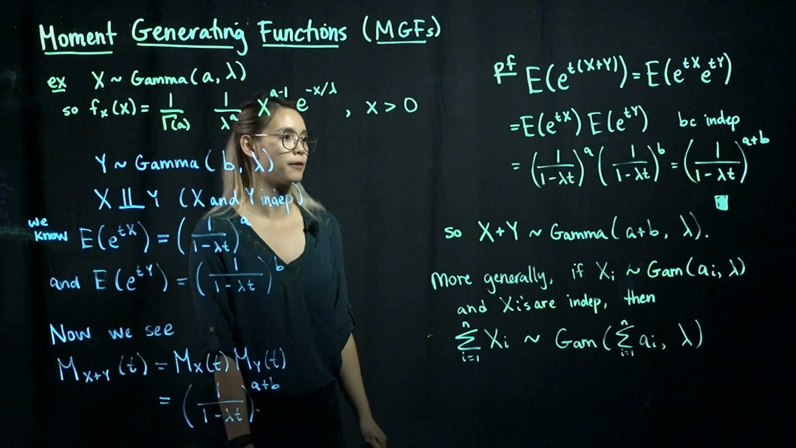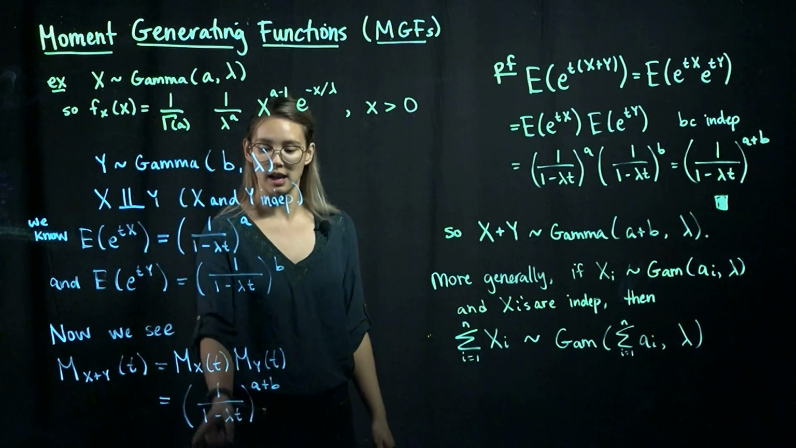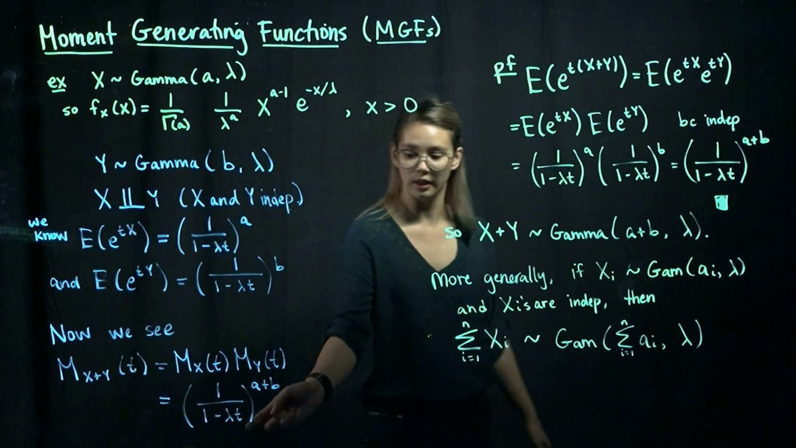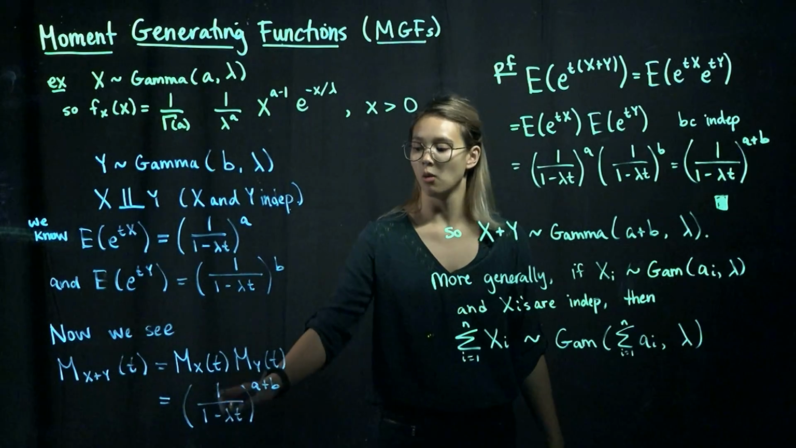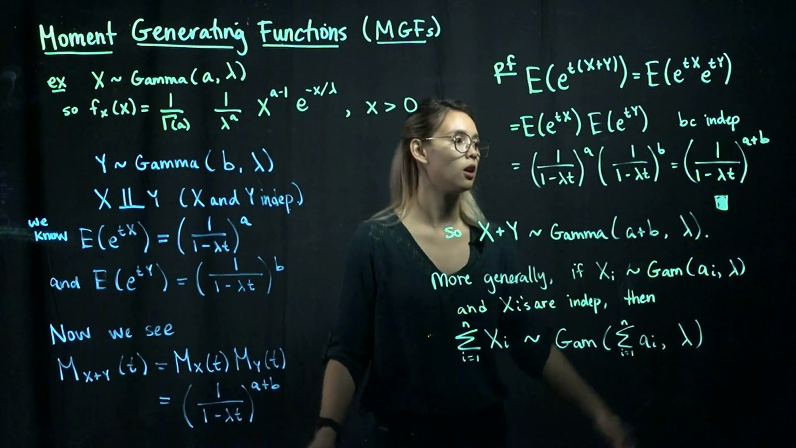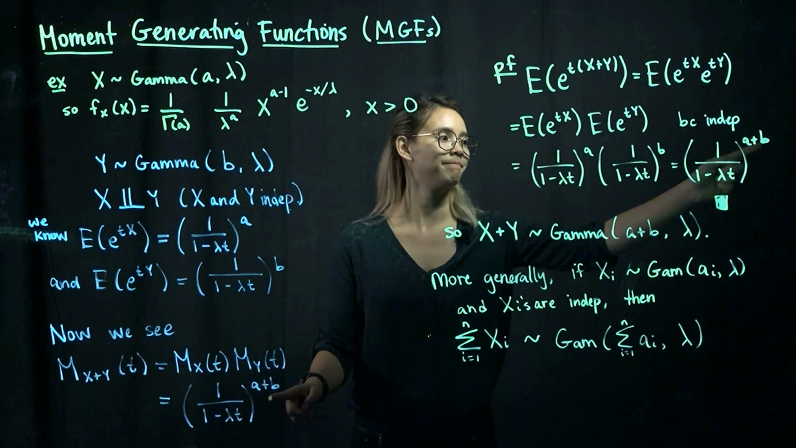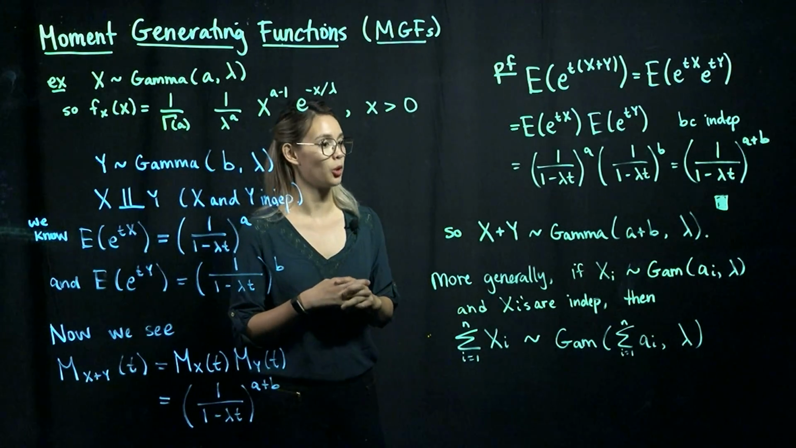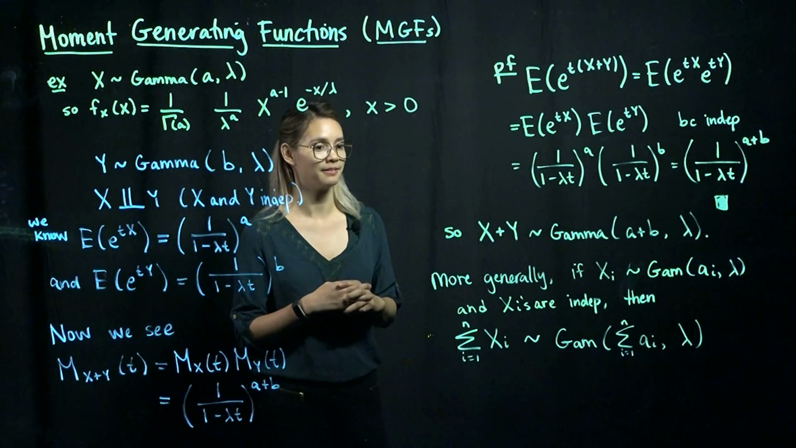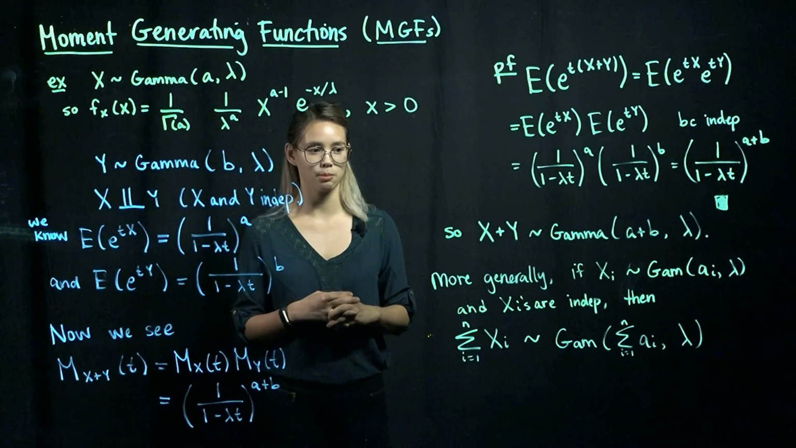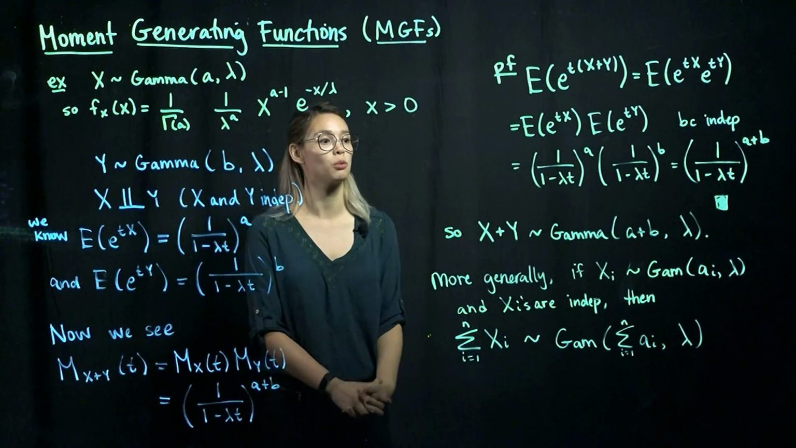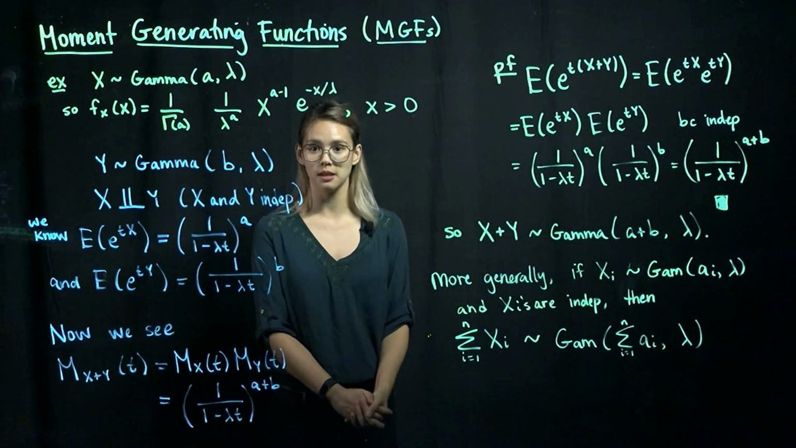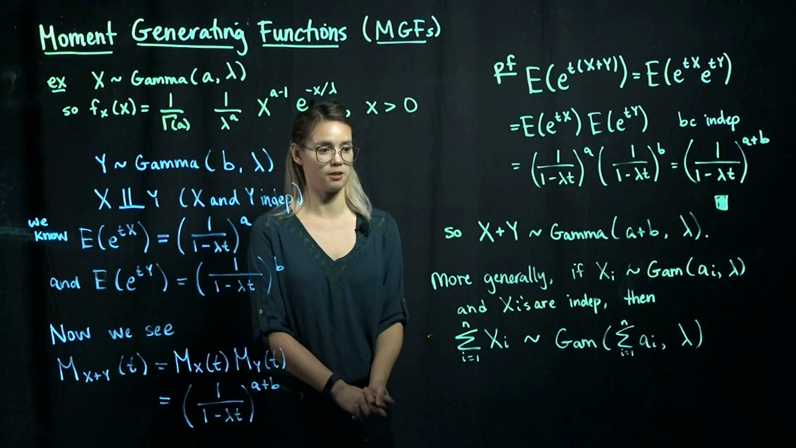Now we have found our MGF for X plus Y, and it is what we claimed it would be. It is (1 over (1 minus lambda t)) to the a plus b. So our proof is done. What that means is X plus Y has a gamma distribution with first parameter a plus b, and the second parameter is lambda.